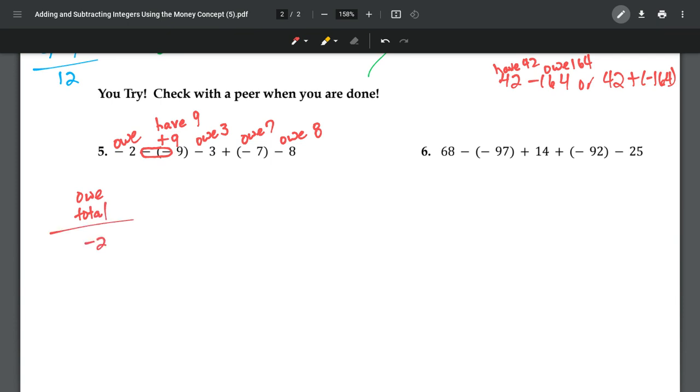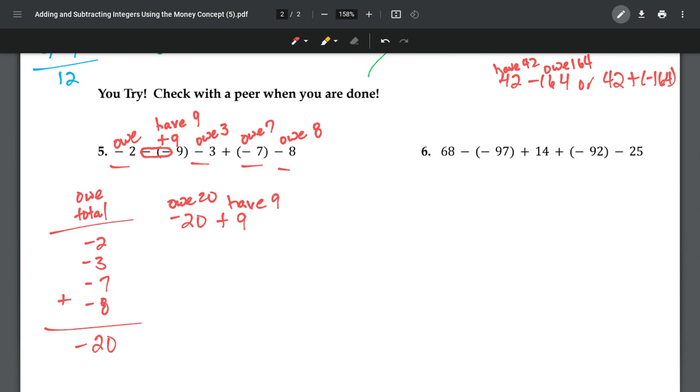You owe me 2. You owe me 3. You owe me 7. You owe me 8. Gosh, I'm crazy for lending you all this money. 2 plus 3 is 5. 5 plus 7 is 12. 12 plus 8 is 20. You owe me $20. But poor thing, you only have $9. Okay. You owe me 20 and you only have 9.